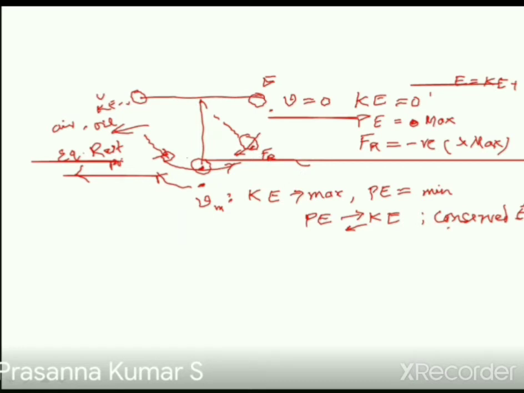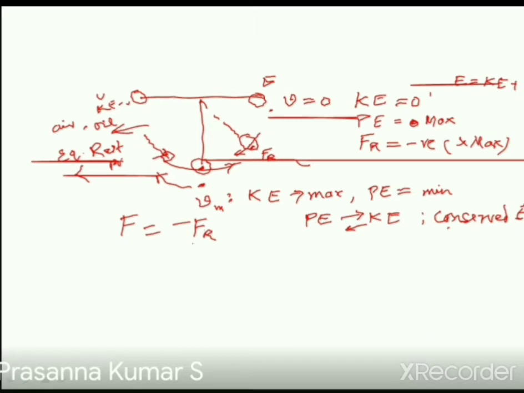So this F and Fr are opposite. F is the force due to acceleration due to gravity, and Fr is whatever opposite force the system develops with respect to the external force. That is called the restoring force.